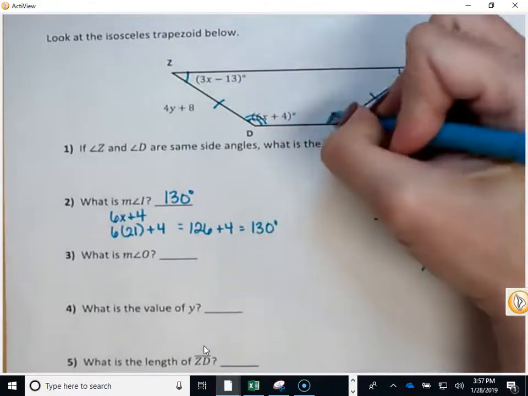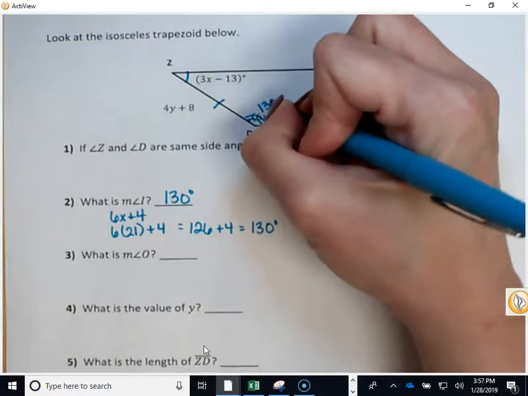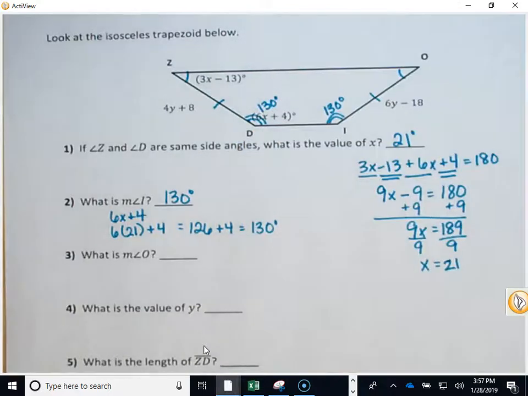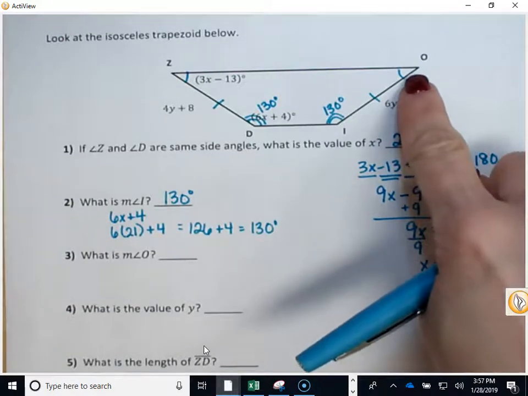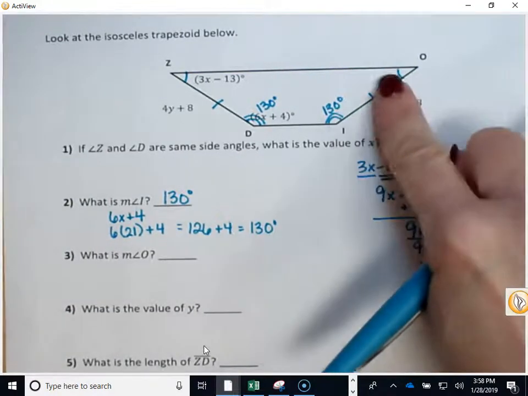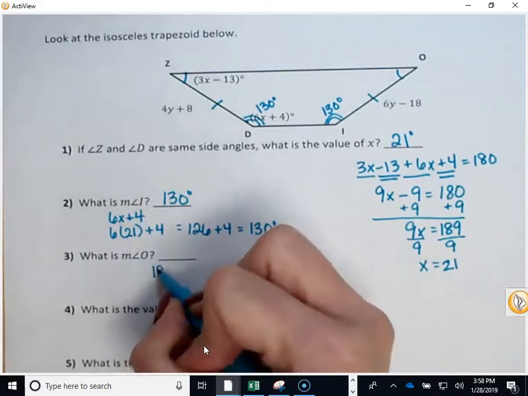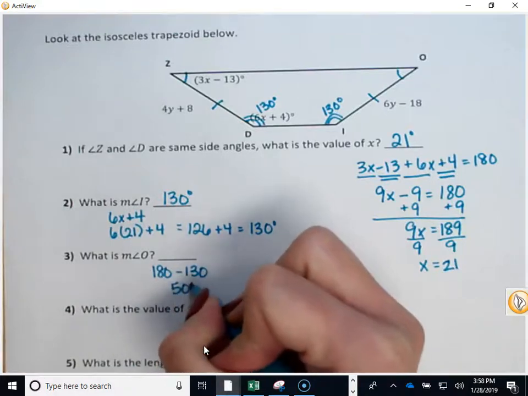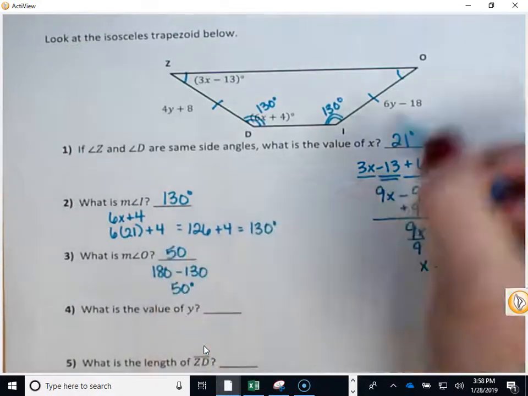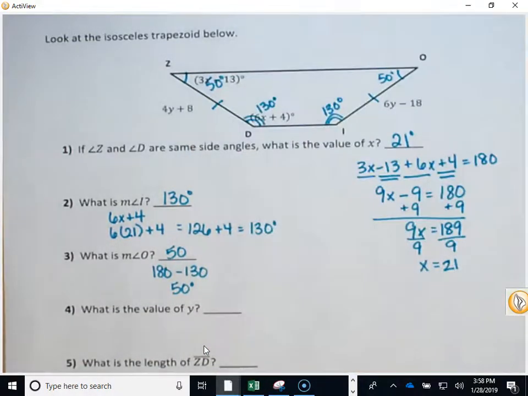So I'm going to go ahead and label that on my diagram. So that's 130, which means this one's 130. And then they want to know the measure of angle O. Well, angle O is the same side interior angle to this angle I. So we know that together these two add up to be 180. So if I just take 180 minus that 130, I get 50 degrees. So angle O is 50, which means this angle Z is also 50. Okay?